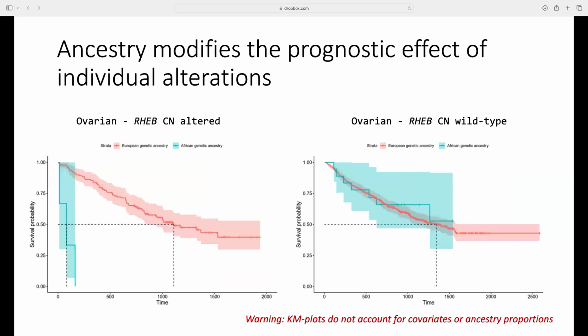And I'll show another example where we see the opposite. Now we're looking in ovarian cancer, and in this case, individuals with this RHEB1 somatic copy number have similar survival curves as a function of ancestry, but the copy number alteration produces a significantly different survival curve as a function of ancestry. So again, this driver appears to behave or respond differently to treatment in different populations.